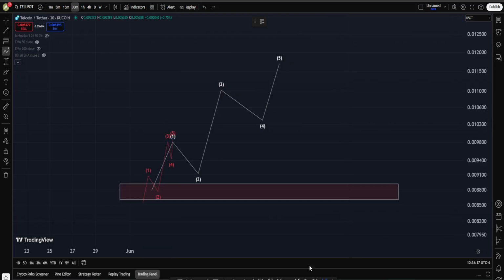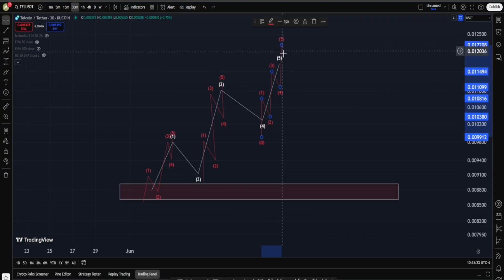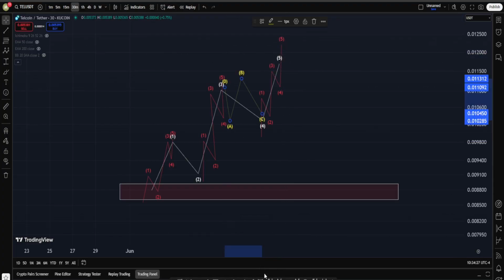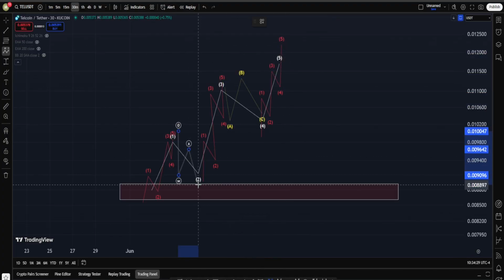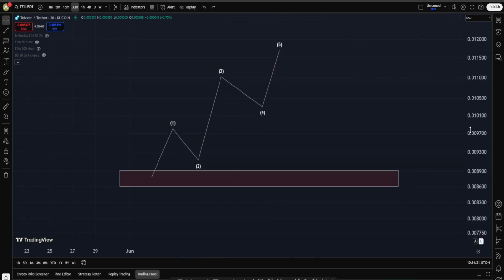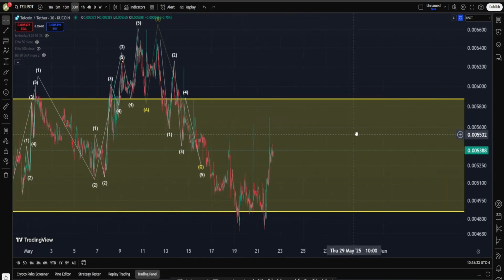Let's change the colors to red. And for wave 2 and 4, we can have different counts. It's not really that important. Let's say, sure, ABC into 4 and a WXY into wave 2. Now let's go on the live chart and see what is happening.